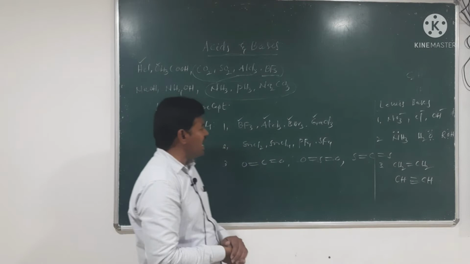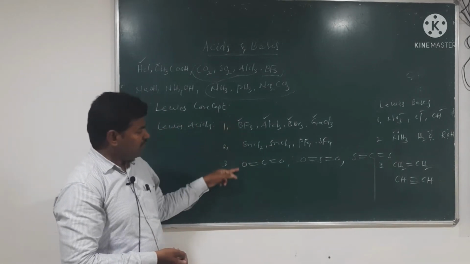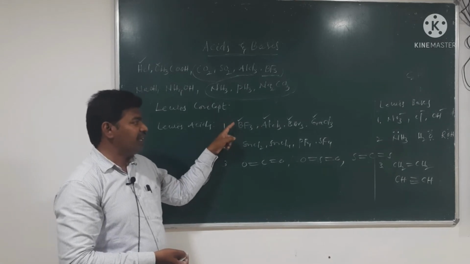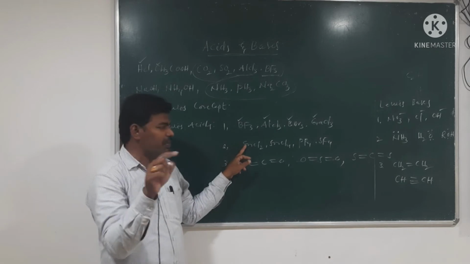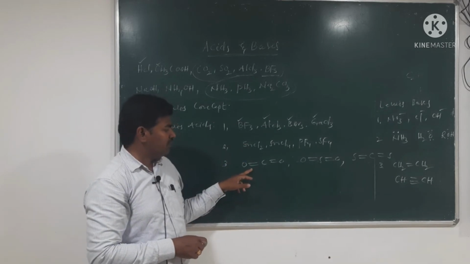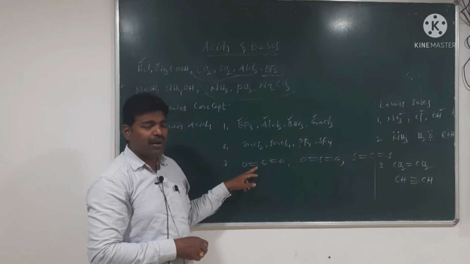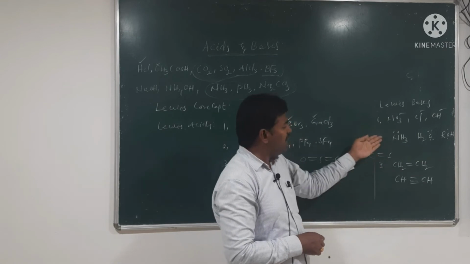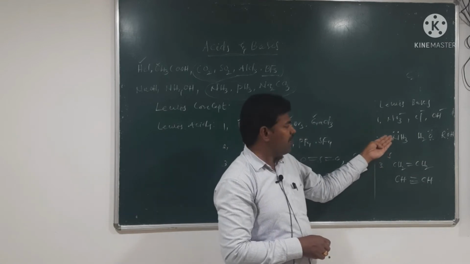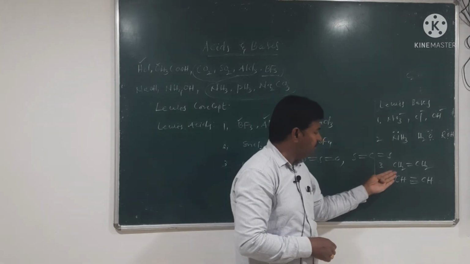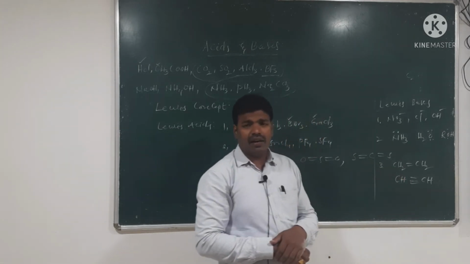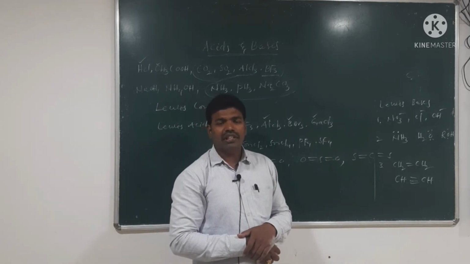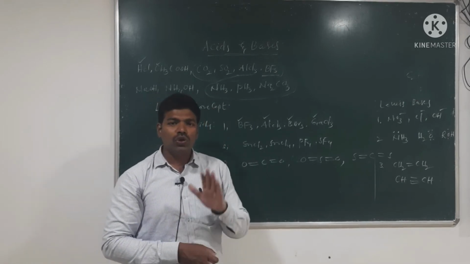So Lewis acids are compounds in which the central atom has an incomplete octet, compounds in which the central atom has vacant orbitals, and molecules having multiple covalent bonds. And Lewis bases are simple anions, molecules having one or more unshared pairs of electrons, and multiple bonded compounds. So these are the examples for Lewis acids and Lewis bases.